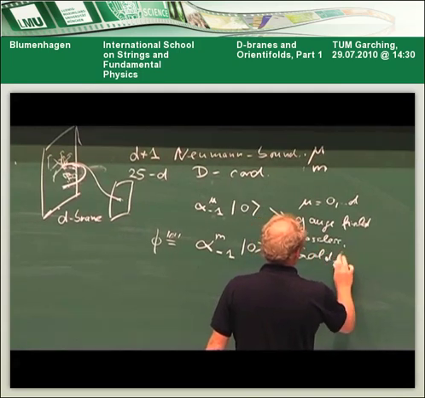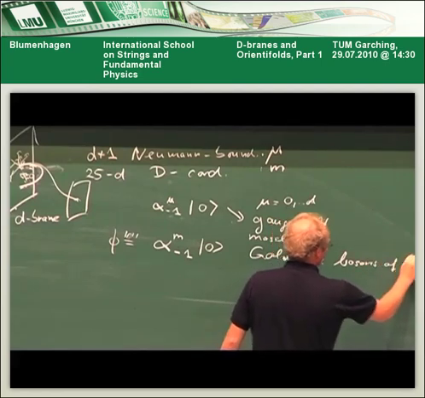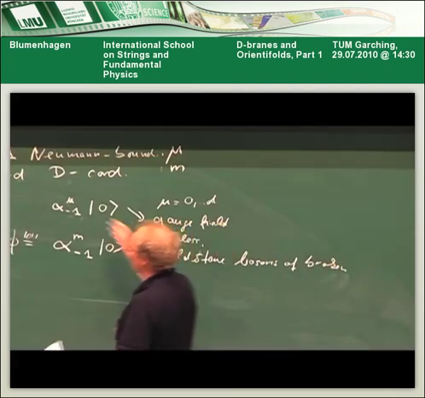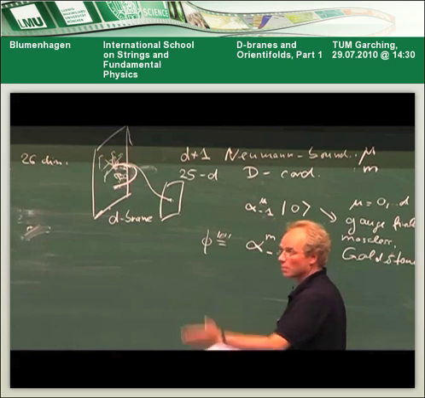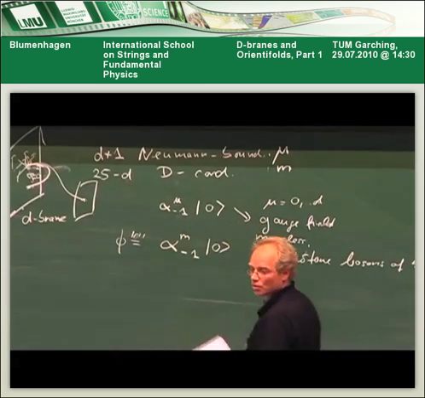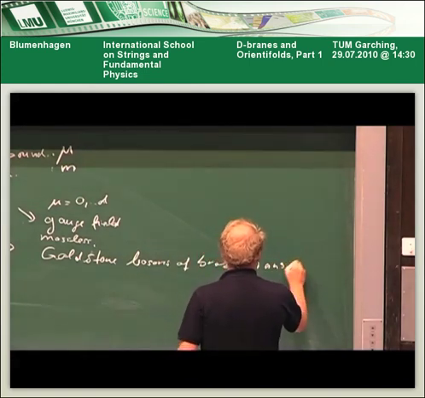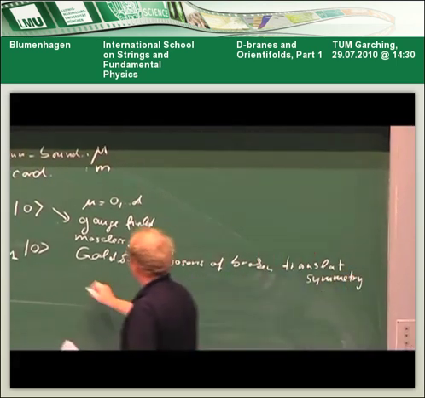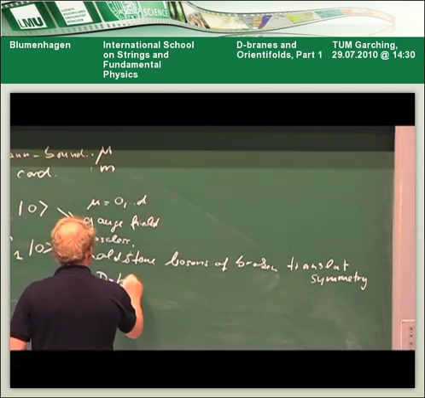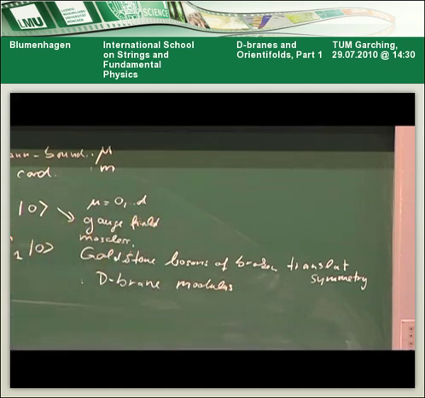So these are Goldstone bosons of broken translational symmetry, because now we have a D-brane there. Our whole theory is not translational invariant anymore, because there's this thing. There's a table, but it's not over there. There's no table, so it's not translational invariant. So there's a Goldstone boson of broken translational symmetry, sometimes also called a D-brane modulus. So all this is the same. It's a movement of the brane which doesn't cost any energy.